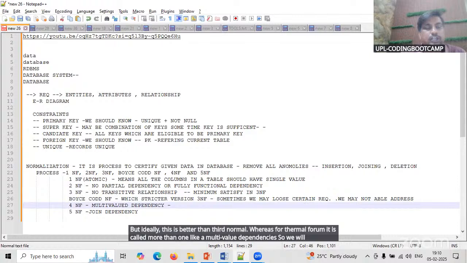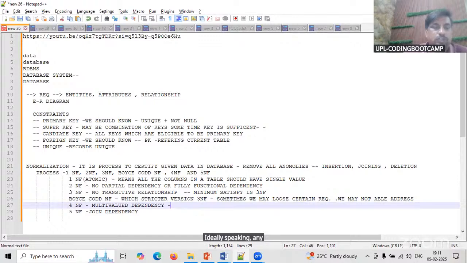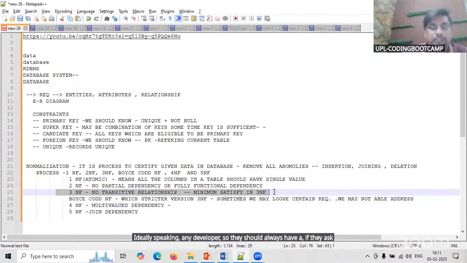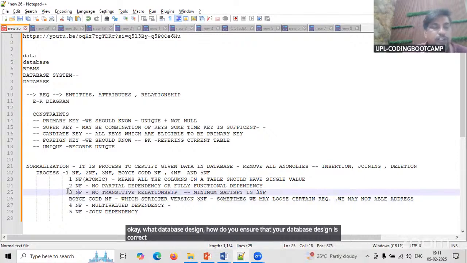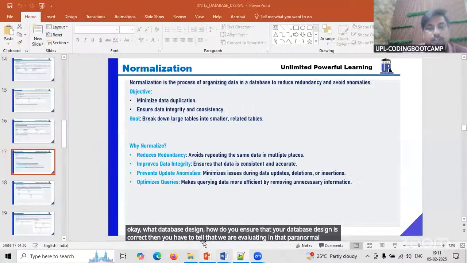And fifth normal form is nothing but if I combine two tables, whether any extra records are coming or not. So that is a validation. But ideally speaking, any developer, if they ask, okay, how do you ensure that your database design is correct? Then you have to tell that we are evaluating in the third normal form. So that is what you have to understand.